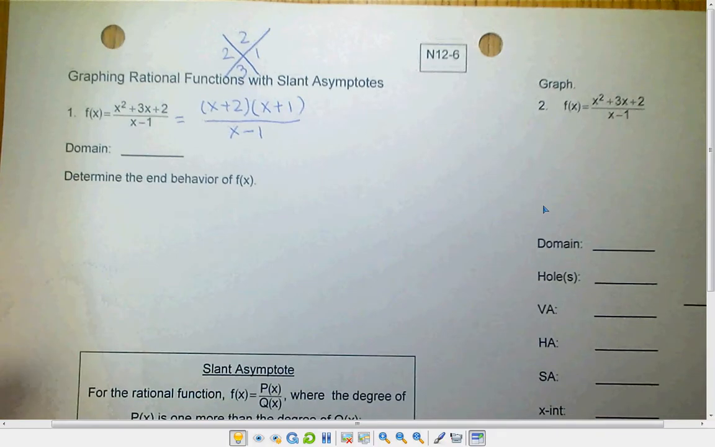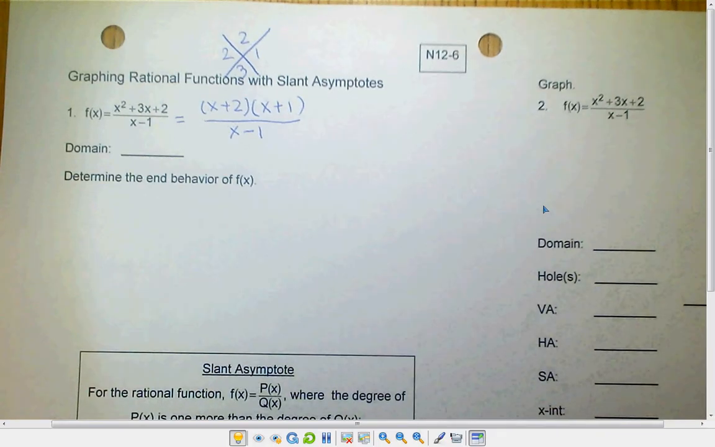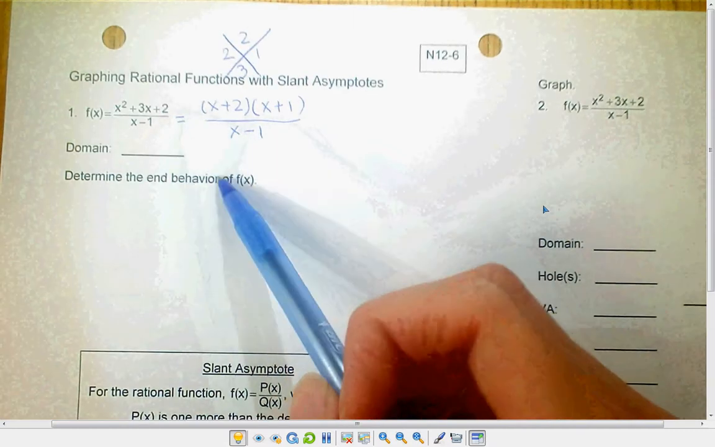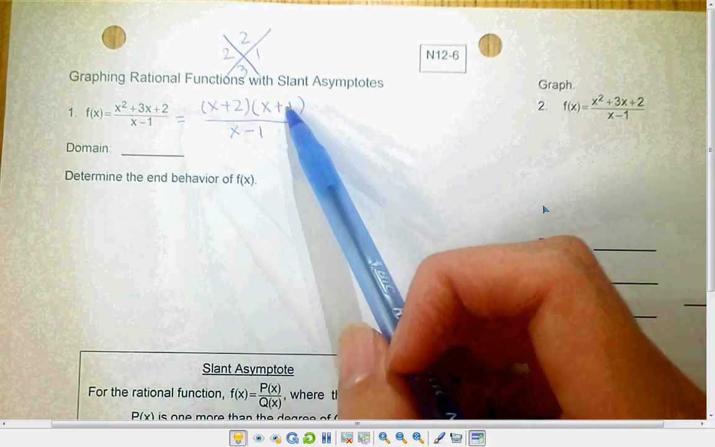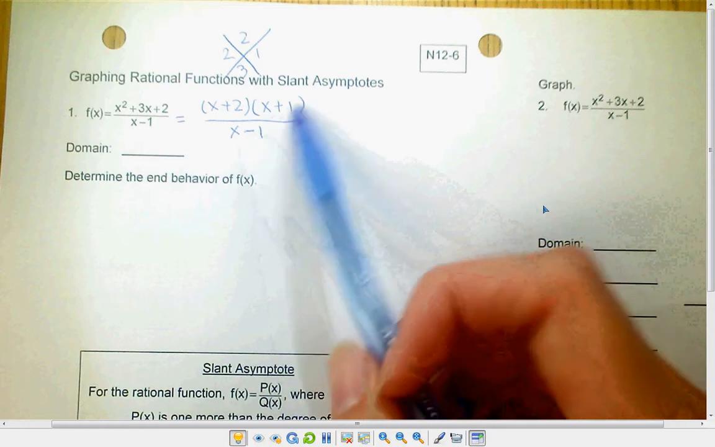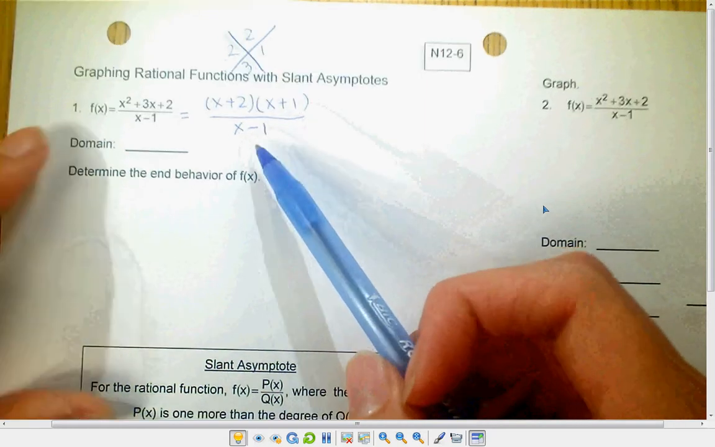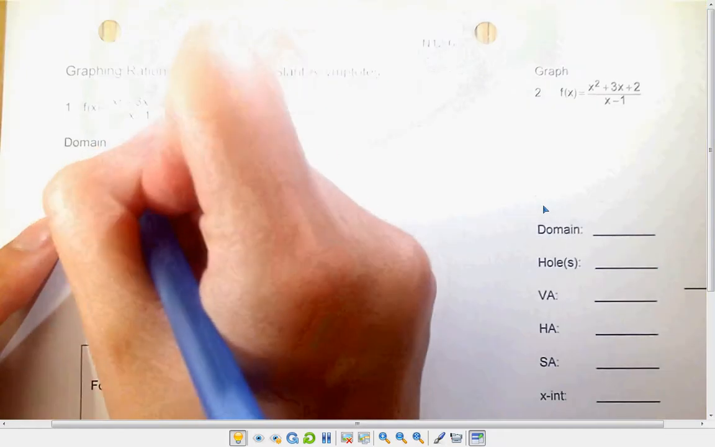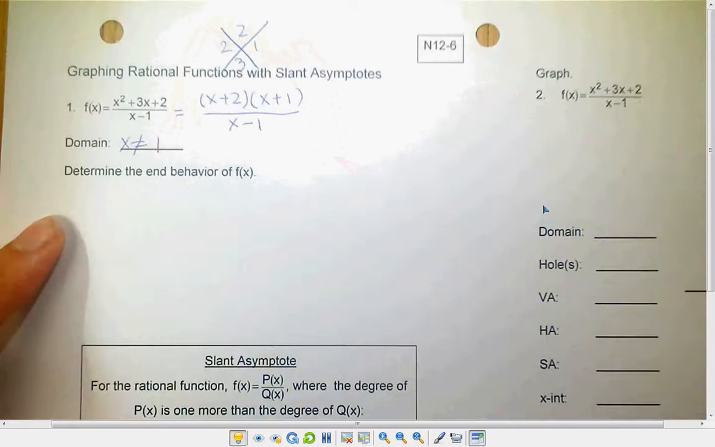Our denominator doesn't change. So for our domain, first let's check here. Is there anything we can cancel out? No, we can't. This is a plus 1, this is a minus 1, so they can't cancel out because they're not the same thing. So our domain is just denominator doesn't equal 0, so x does not equal positive 1.